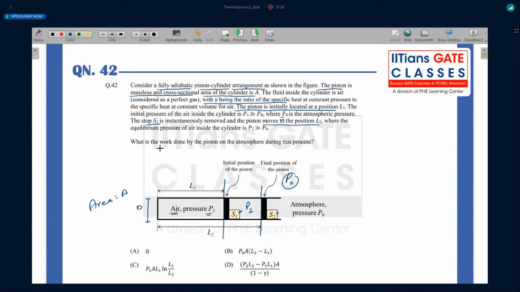Now, the work done by the piston on the atmosphere is very, very important. What we have to find out is the work done by the piston on the atmosphere during this process. Some options are given, we'll see that. Now let us try to understand what it is saying.